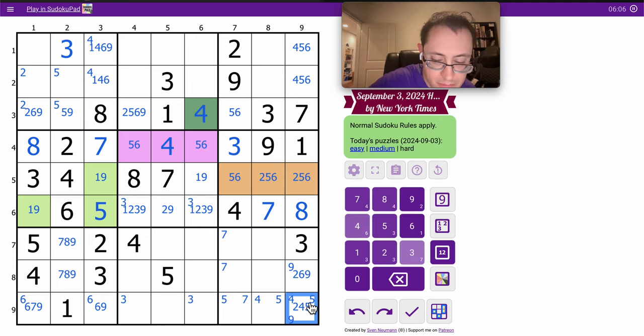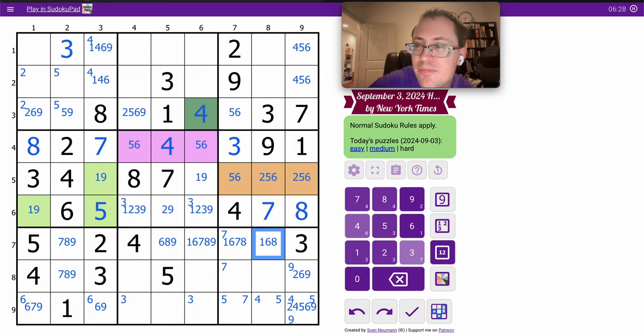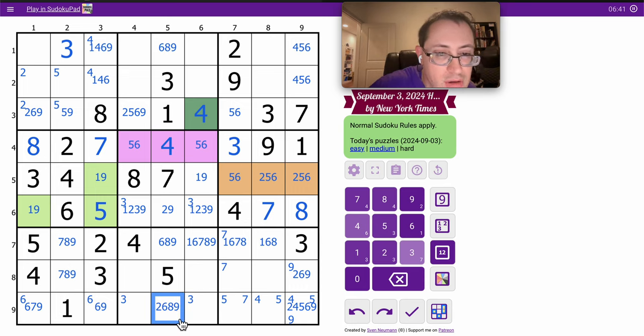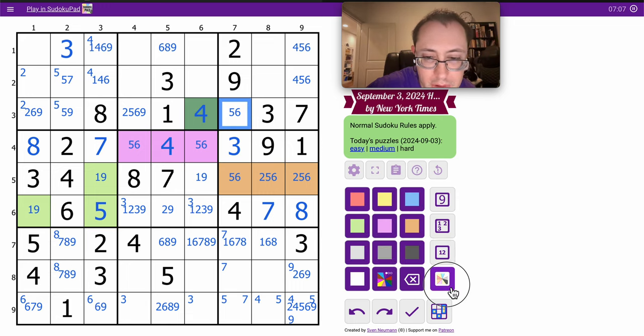Excuse me. Okay, I need 1, 6, 7, 8, 9 for row 7. Oh, column 5, 1, 3, 4, 5, 7, I need 2, 6, 8, 9, that can't be 2. This unfortunately could be any of them. 1, 2, 4, 6. Okay, 1, 2, 3, 4, 6. Okay, this is 5 or 7, it can't be 8 or 9. Oh, 4, 5, 6, I think that's a triple.